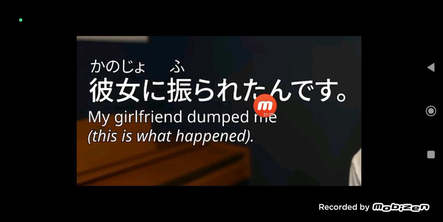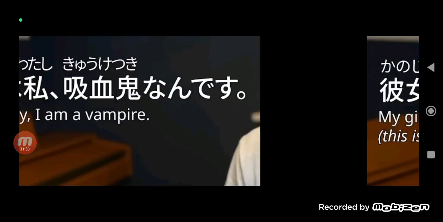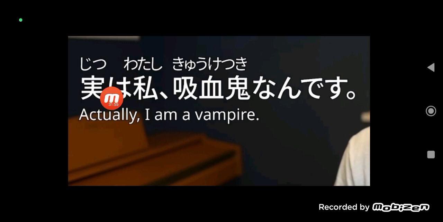Furaretan desu. The ending n desu here means there's a need to explain or further the conversation. Person A is very much in sorrow. "Kanojo ni furaretan desu." So this is what happened. So it has a tone of explanation, and then again, the insertion of n desu also has the usage of confession.